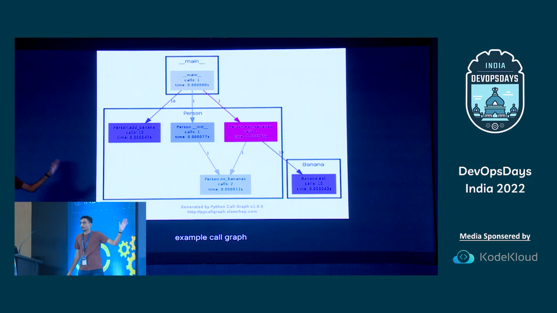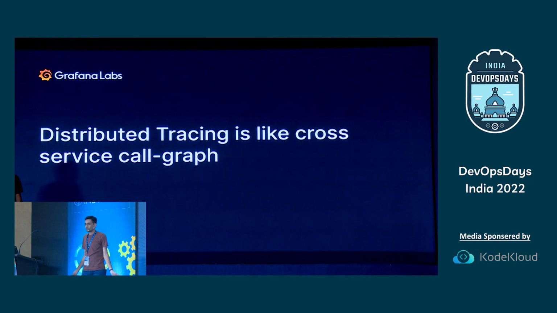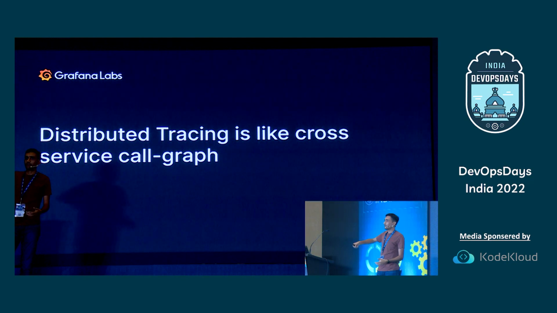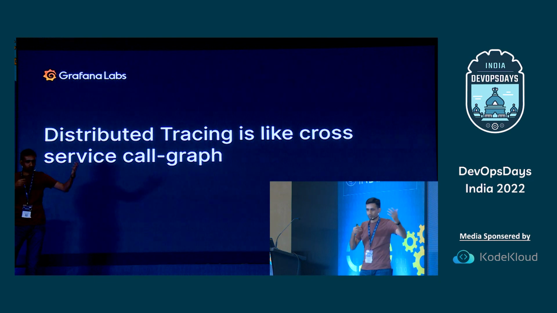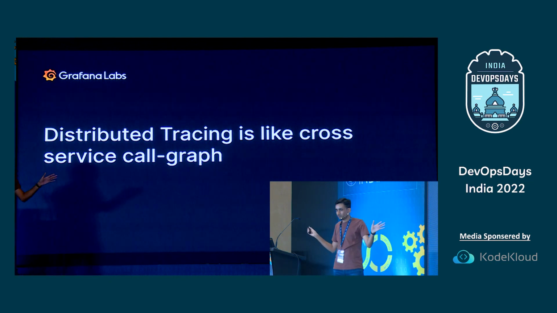So if you know about call graphs, distributed tracing is nothing but a call graph that goes across services. Let's say you have 2, 3, 5, 10, 20, 50, however many services you have, and you want to know who's calling what. You reach out to distributed tracing. And it's pretty much that. Obviously implementation details and whatnot differ, but think of it like a distributed call graph across your services.